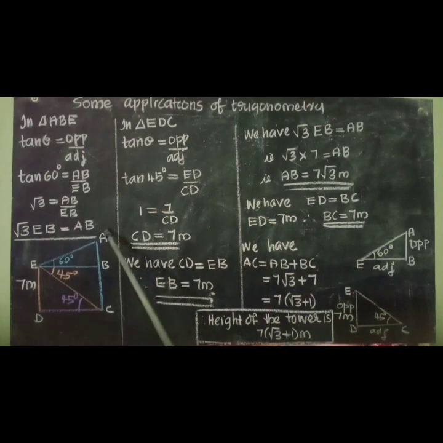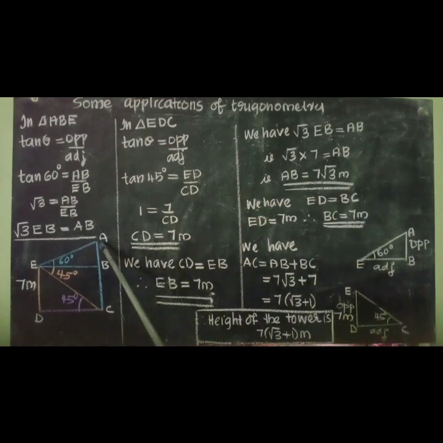We need to find out AC. Now, this BC also we have to find out. Now, you see this BC. This BC is same as ED. ED and BC both have same length. The value of ED is given. It is 7 meter. So, the value of BC also will be 7 meter. So, we can write we have ED equal to BC. ED equal to 7 meter. Therefore, BC also equal to 7 meter.